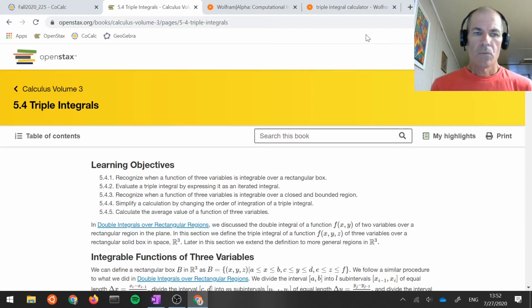Okay, we're going to continue our exploration of multiple integration with the introduction of triple integrals. I'm looking for all of these objectives plus a couple more that are not listed here.